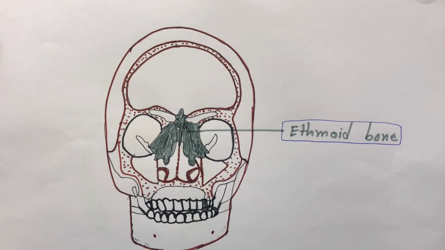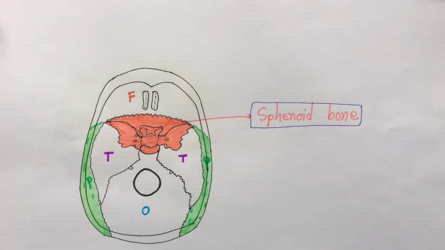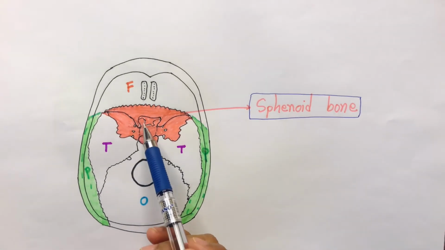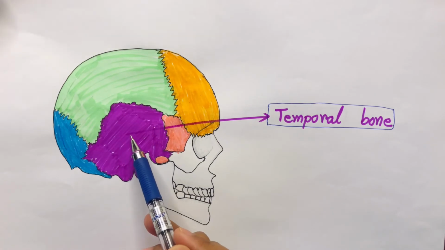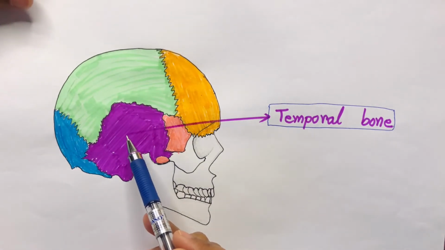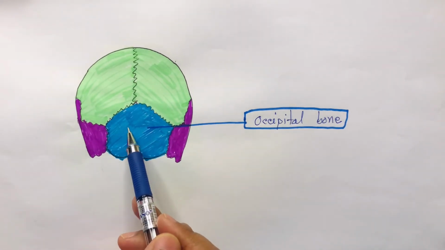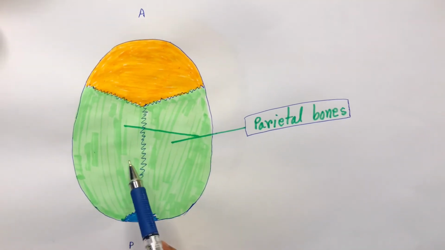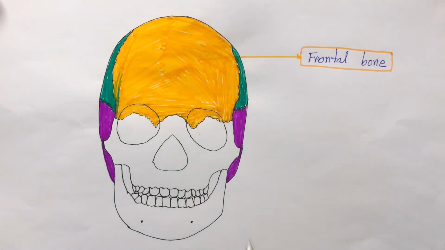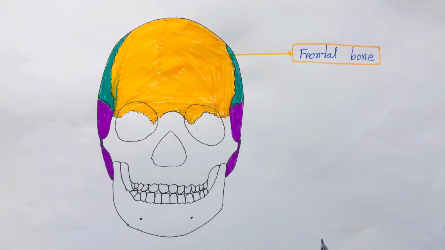So these are our cranial bones, 8 cranial bones: 1 ethmoid, then 1 sphenoid bone, then 2 temporal bones, then 1 occipital bone, then 2 parietal bones, and 1 frontal bone. So total 8 bones.